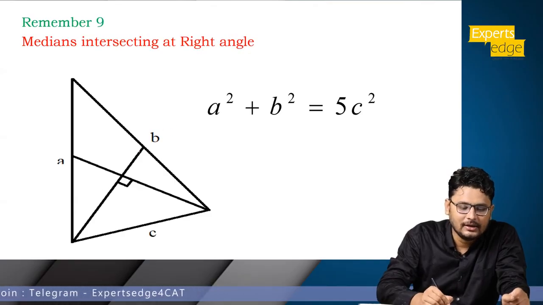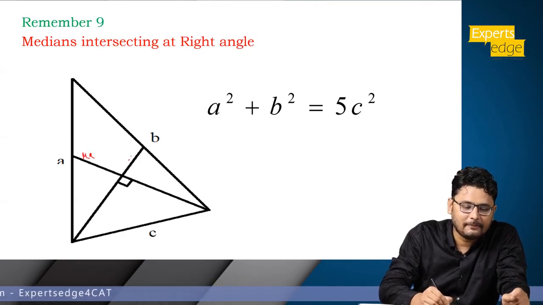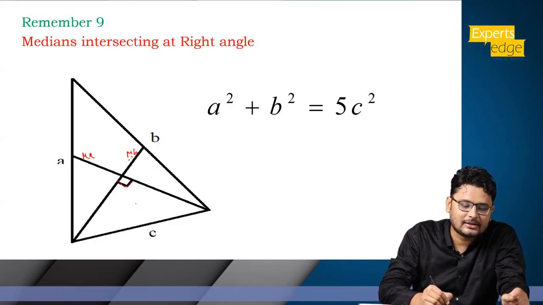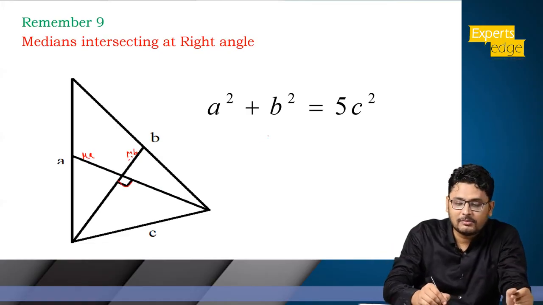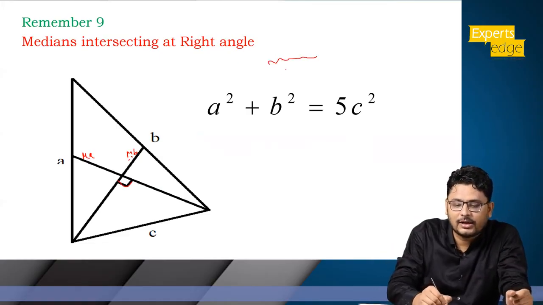So let's say this is A and B. This is my MA. This is my MB. And this median A and median B are intersecting at 90 degrees. And this C is opposite to 90 degrees. So in that case, remember these are nothing but the sides. Okay, A, B, C are sides of the triangle, not the medians.